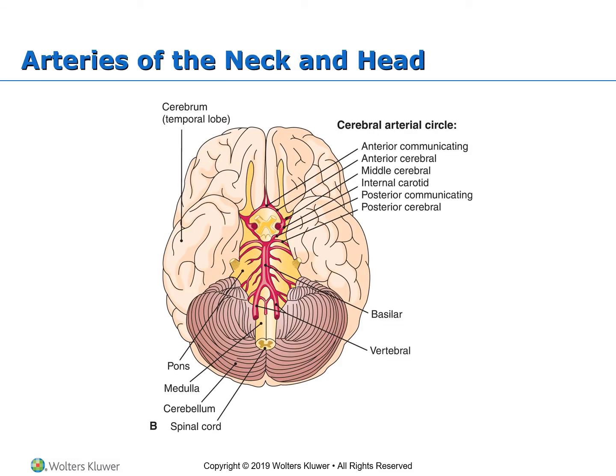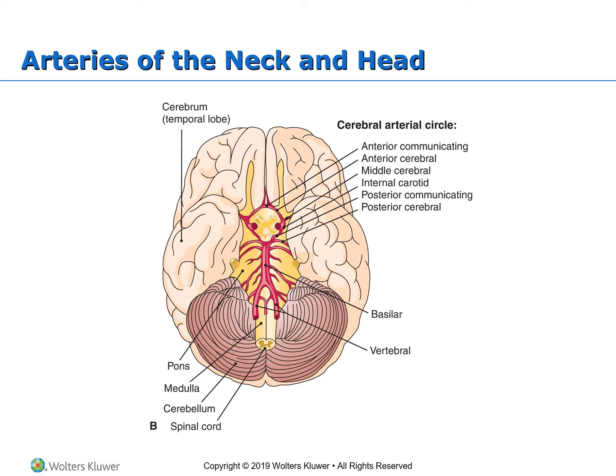I was telling you about the circle of Willis, which is a structure that receives blood from the two internal carotid arteries along with the basilar artery. Now, the basilar artery is formed by the joining of the two vertebral arteries that are both coming, if you remember, from the right and left subclavian arteries.